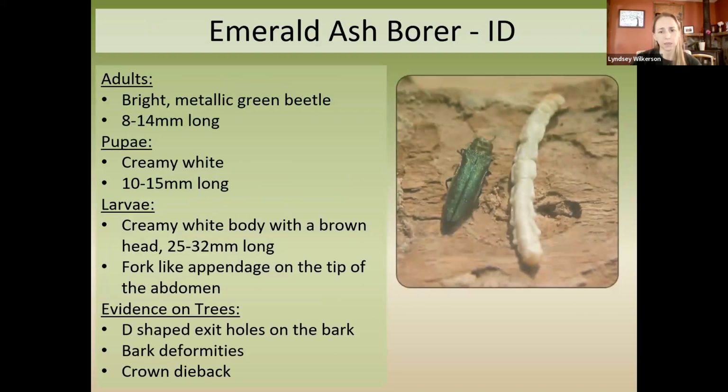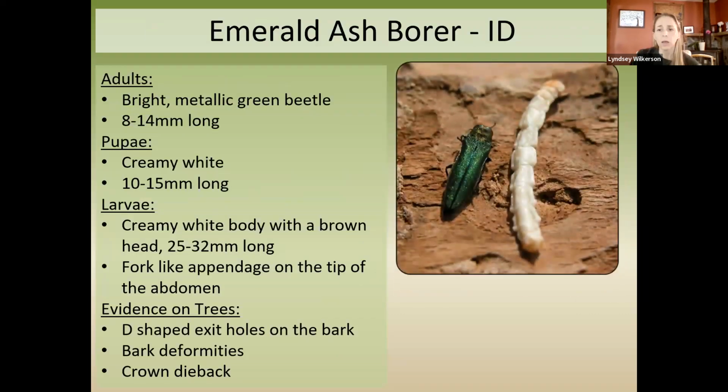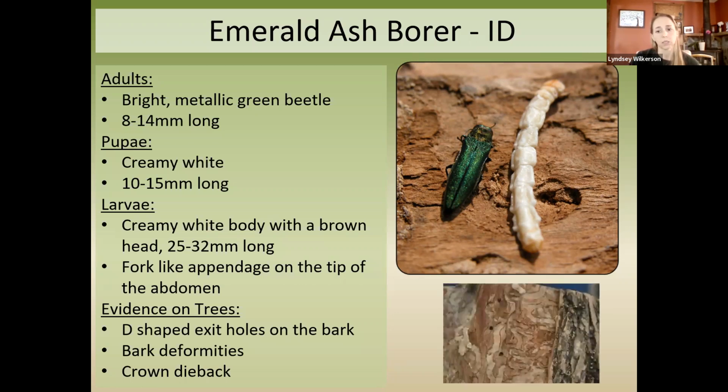So for IDing the emerald ash borer, I personally have never seen the actual beetle, but I do have ash trees in my backyard, and I've seen the tree ID parts of it. To ID the emerald ash borer, they've got a very metallic green beetle and then a very long creamy white pupa. So what you're going to see typically, though, is the evidence on the trees.